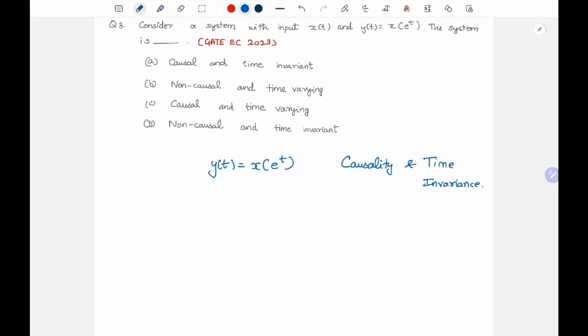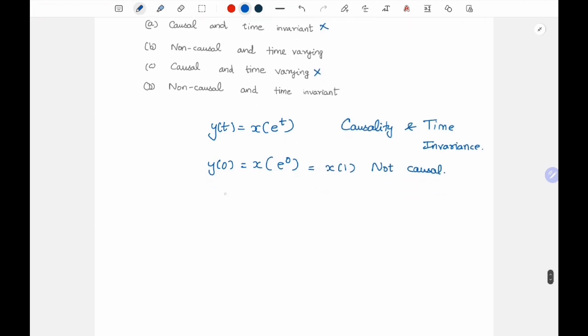So causality is straightforward. If I take y of 0, then it depends on x of e power 0, which is nothing but x of 1. So this is not causal. So what we have eliminated? This we have eliminated, this option and this option. So now we need to see whether it is time invariant or time varying.